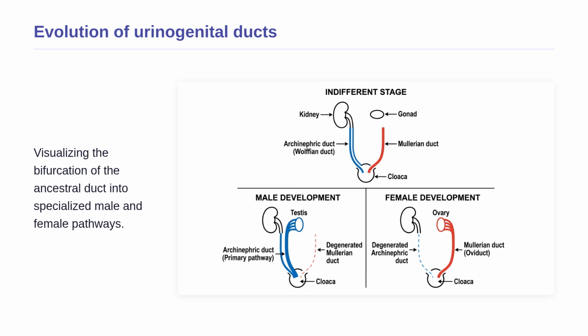Now, look at the bottom left for male development. The archinephric duct is retained and modified for sperm transport from the testes, while the Müllerian duct degenerates. On the bottom right, in female development, the exact opposite happens. The Müllerian duct develops into the oviduct for eggs, and the archinephric duct degenerates. This beautifully illustrates the evolutionary bifurcation we discussed.